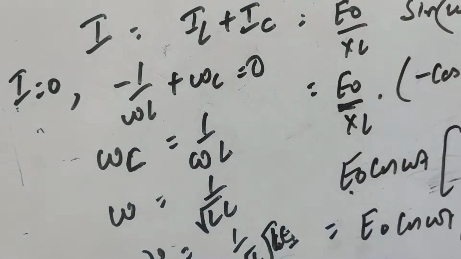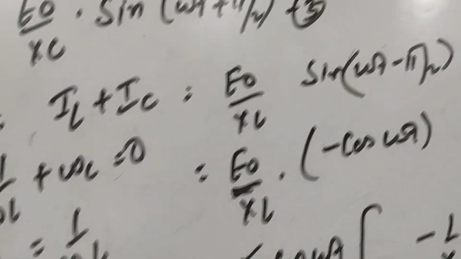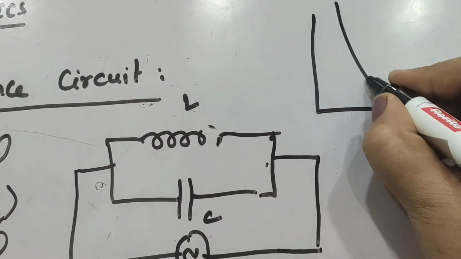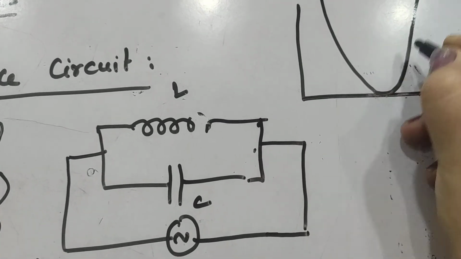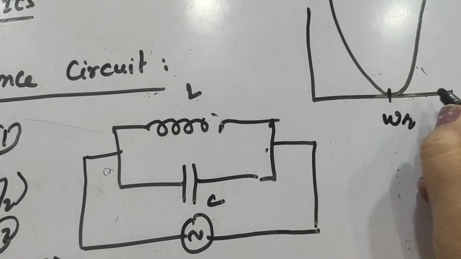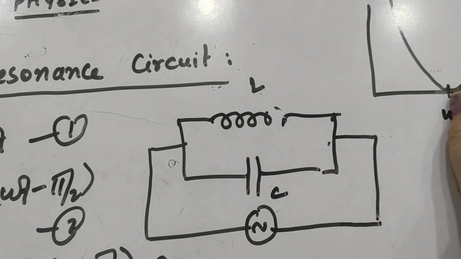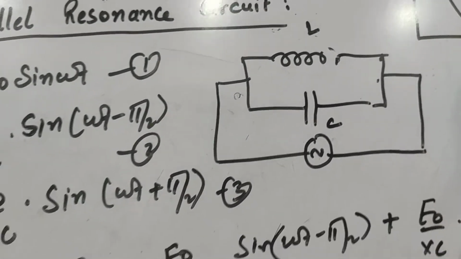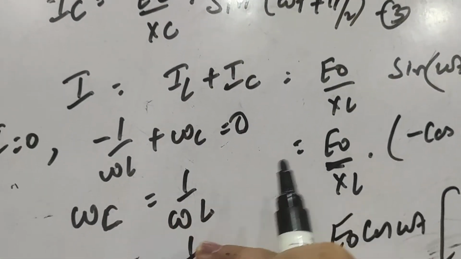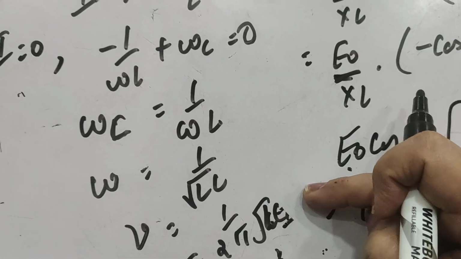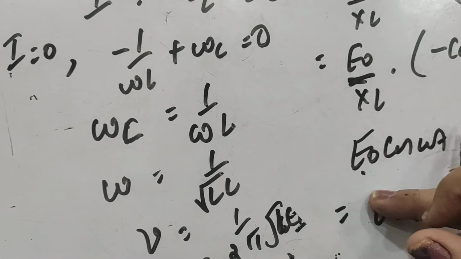If we plot a graph between the current and frequency, we will get a graph like this. At omega r, the current is minimum. And this frequency that we have found, nu, which is 1 upon 2 pi root LC, is known as the resonance frequency.